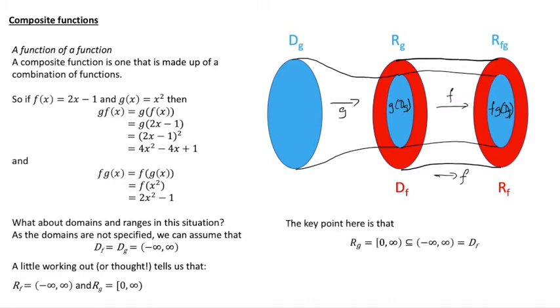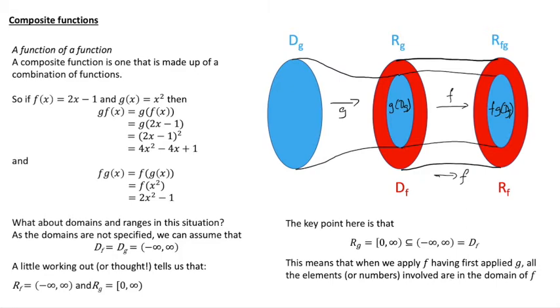So the key point here is that the range of G is from 0 to infinity. That is included in the set from minus infinity to plus infinity, which is the domain of F. Point being, the range of G is inside the domain of F, and so we are able to make the composite function. Because when we apply F, having first applied G, all the elements or numbers involved are in the domain of F, and we can therefore apply F.